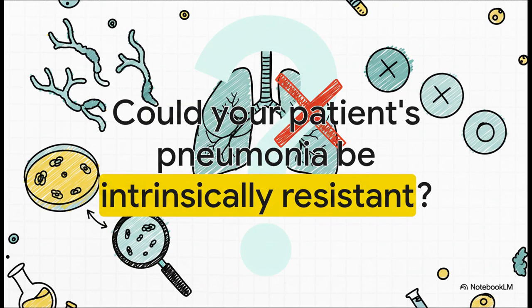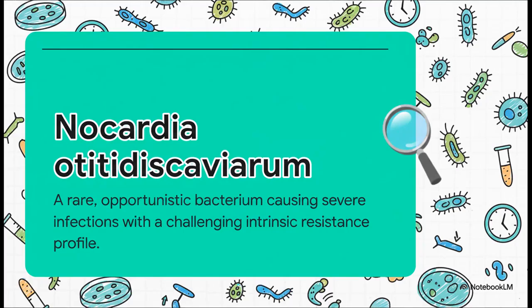Okay, picture this, because we've all been there. You've got an immunocompromised patient, they have a really nasty pneumonia, and they're just not getting better on your standard empiric antibiotics. The days are ticking by, and you start to wonder, what is going on? Are we dealing with something weird, or maybe something that's just naturally resistant to the drugs we're throwing at it? Well, the answer to that question might just be Nocardia otitidiscaviarum.